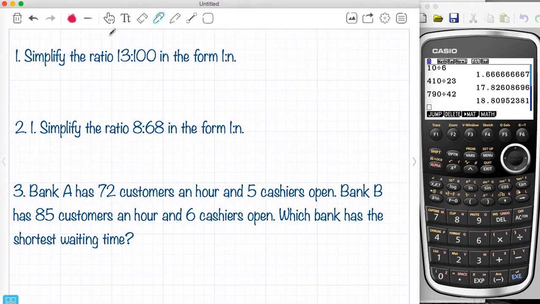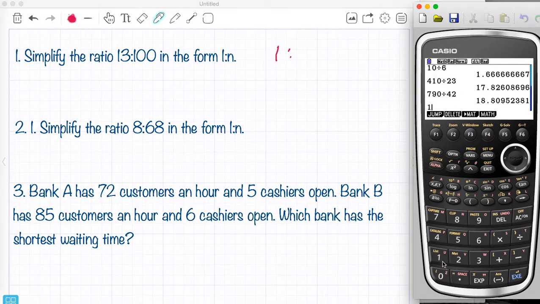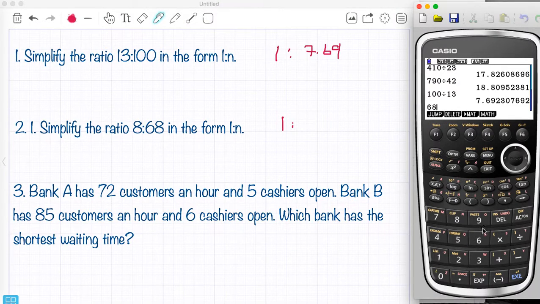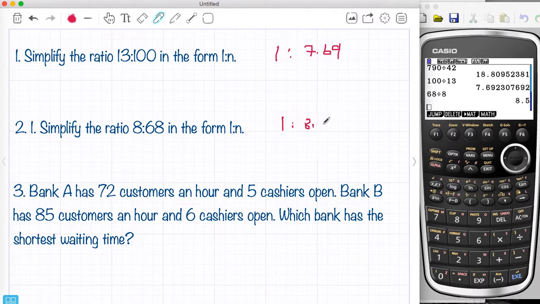Okay, on this page here, I've got 3 questions. You can pause the video and I will do all 3 questions. So the first one is simply 1, 2, and I take the 100 and I divide by 13. 1 to 7.69. The second one I'm going to divide by 8. So 68 divided by 8, 8.5.